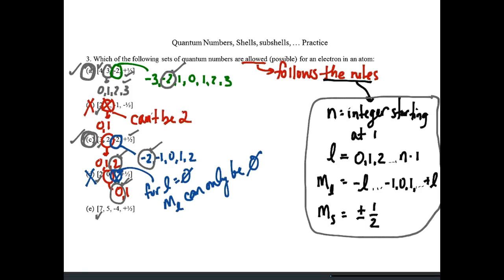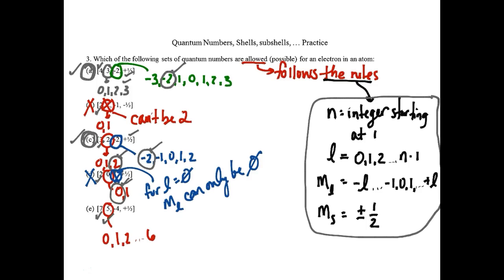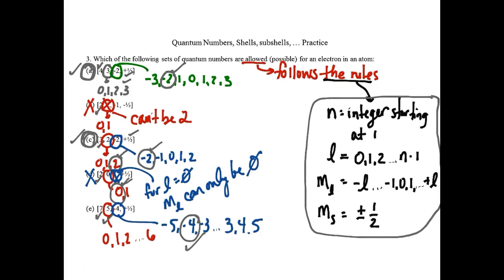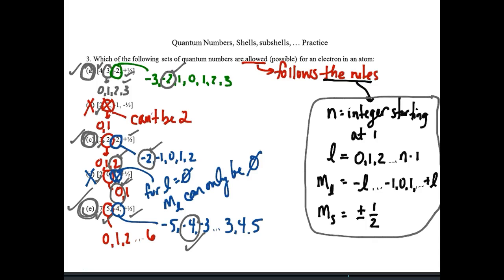Part E, N of 7 is fine. L can be anything from 0 up to 6, and 5 is on that list, so that's fine. For an L of 5, M sub L needs to be anything from -5 to +5. -4 is on that list, so that's fine. And +1/2 is good, so we're going to circle E as well.